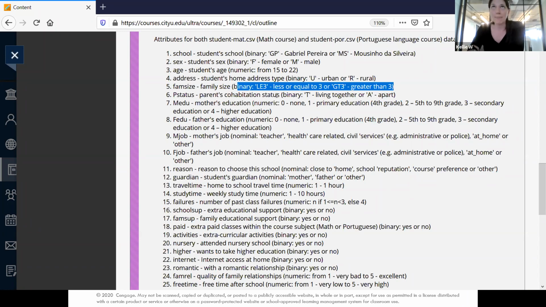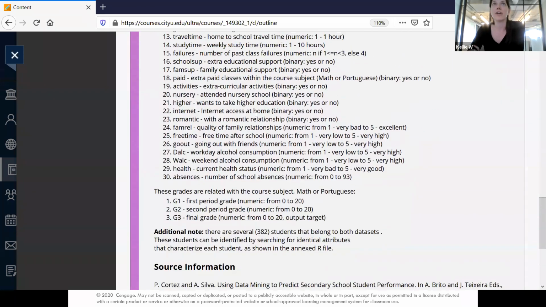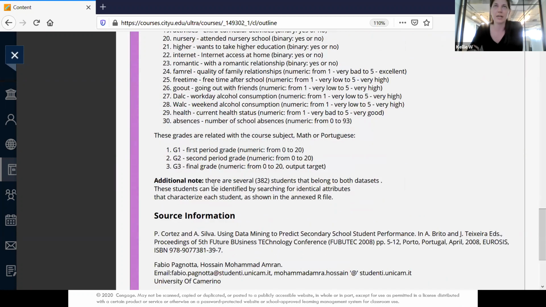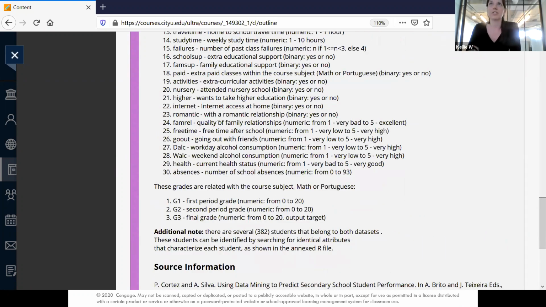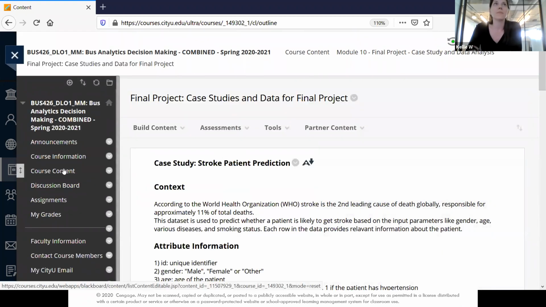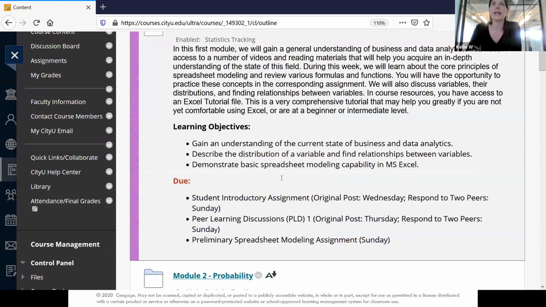Parents cohabitation status. So there's a lot of variables in here. This data set's a little trickier because you have a lot of binary variables, yes, no variables. You have a lot of ratings, like how they spend their free time, the quality of their family relationships. So this could be interesting. You could try to see if any of those things correlate to their grades. Can you predict their grade based on this information? So I just wanted to show you guys that this is out there so that you can start looking at it if you would like.